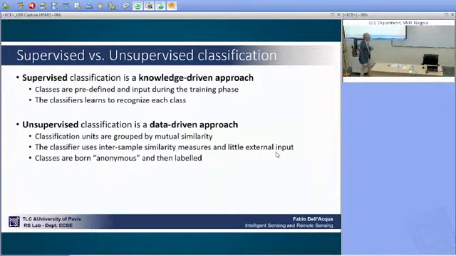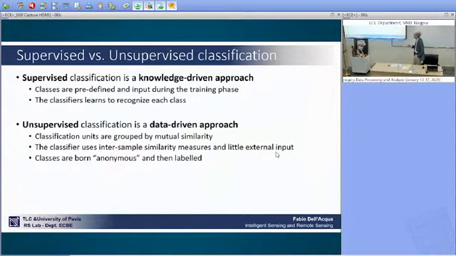Let's have a quick look at what is the practical difference that we find between these two. At a high level, we could say that supervised classification is a knowledge-driven approach, whereas unsupervised is a data-driven approach. What do I mean? A knowledge-driven approach means that you leverage a certain knowledge that you have about the problem to guide the classification. Whereas in the data-driven approach, it's purely the data that somehow guide their grouping.